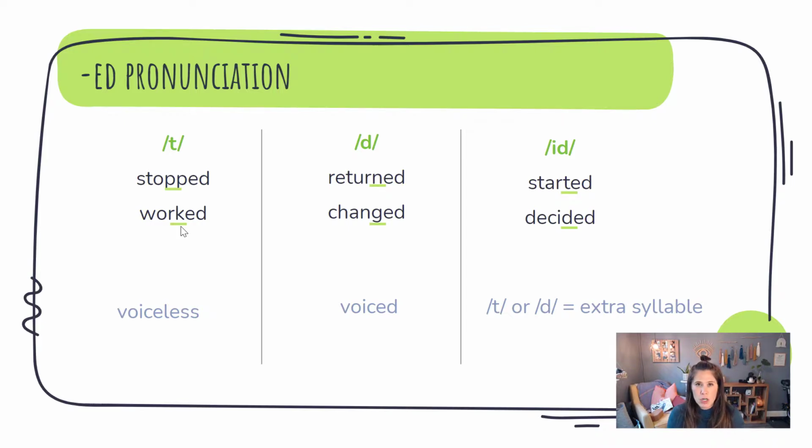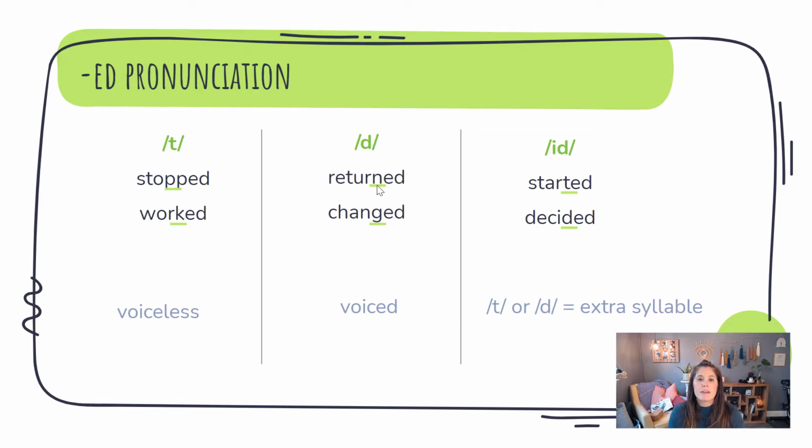What's the base word? Work. What's the final sound in work? K. Is that sound voiced or voiceless? It's voiceless. Therefore, -ed is going to sound like t, worked. Okay, it's not work-ed and it's not stop-ped. All right, we apply those same steps all the way across.